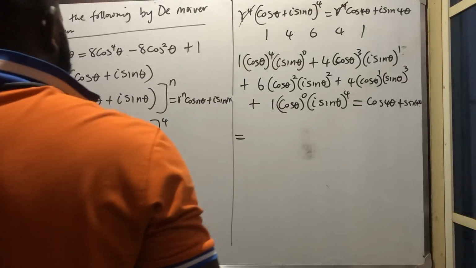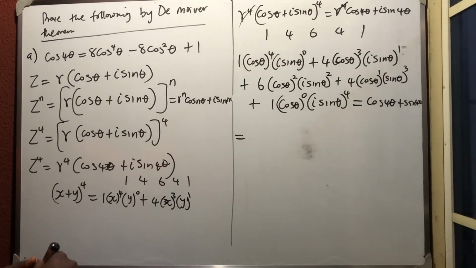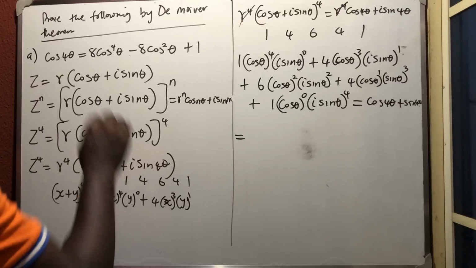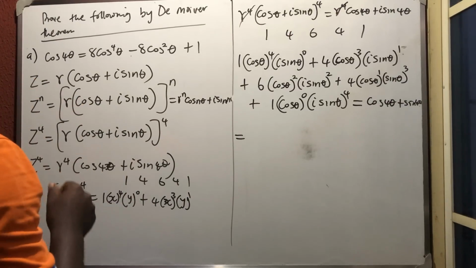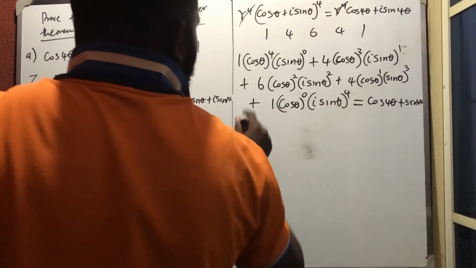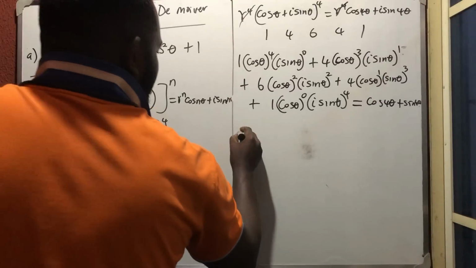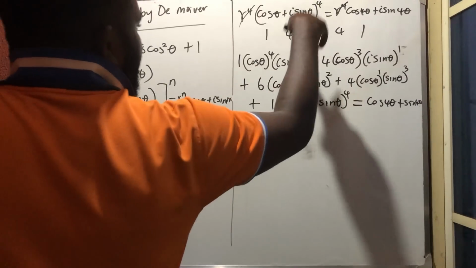This my board is too small. I want to write it very long like this so that you will understand what I'm saying. But okay, let me just continue. So this is cos 4 theta as power. Anything raised to power 0 is gone.